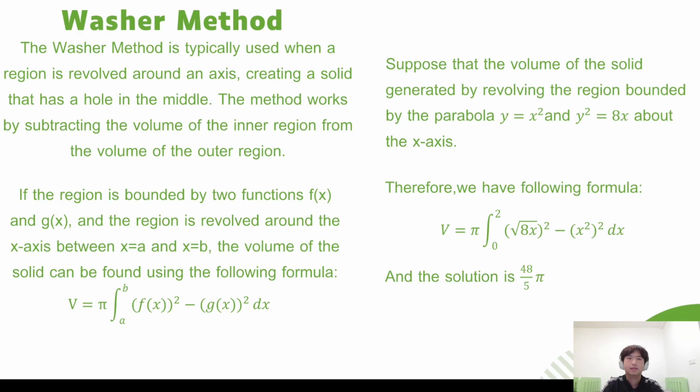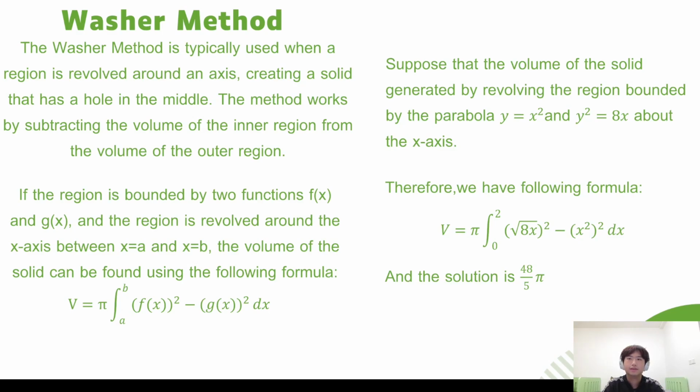The Washer method is typically used when a region is revolved around an axis, creating a solid that has a hole in the middle. The method works by subtracting the volume of the inner region from the volume of the outer region. If the region is bounded by two functions, f(x) and g(x), and the region is revolved around the x-axis between x equal to a and x equal to b, the volume of the solid can be found using the following formula.